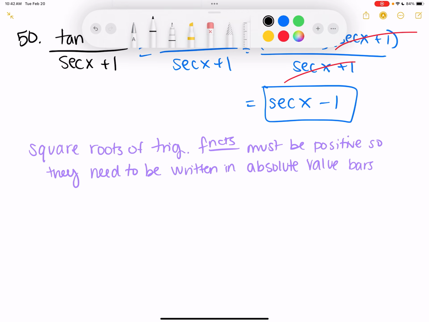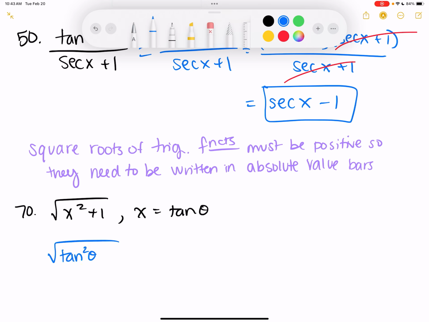Now, that doesn't mean I'm writing the square root in an absolute value. It means my final answer is written in absolute value bars so that it's positive. So, with 70, I have the square root of x squared plus 1, but they say that x is equal to tangent of theta. Now, why they don't just go ahead and write it for you, I don't know. But the square root of the tangent squared of theta plus 1 can be written as what? Secant squared. Yep, so the square root of secant squared of theta.